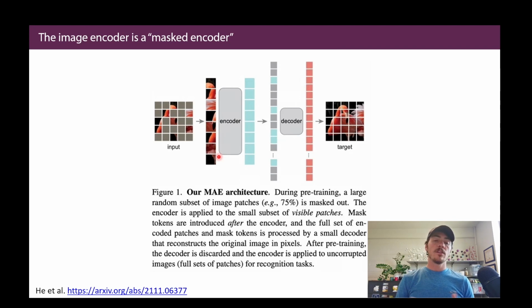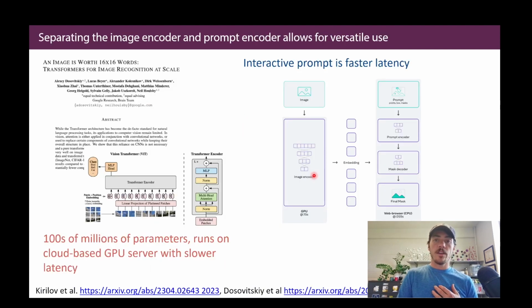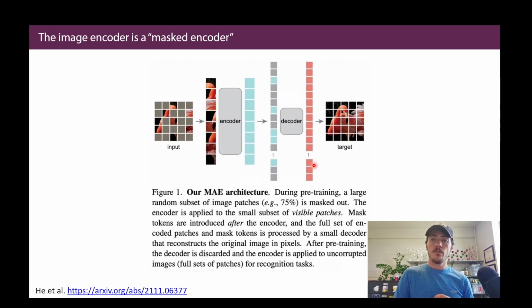After pre-training, the decoder is discarded, and then the encoder is applied to uncorrupted images. So this process of taking parts of your image and then comparing, as you pass it through the encoder and decoder, whether it got it right is a really powerful way to encode your image, right? So they do that during training, and then they toss out the decoder and they just keep the encoder, and that's how they achieve this image encoding process, which happens via GPU. Okay, so that's that part.